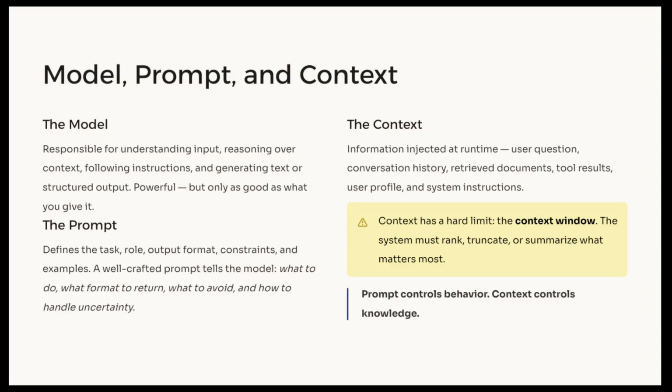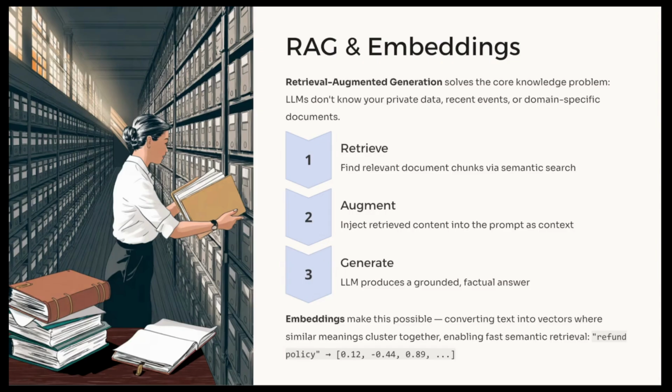Context is the information given to the model at runtime. It can include the user question, conversation history, retrieved documents, tool results, user profile, and system instructions. But there is a limit: the context window. The model cannot see unlimited information in one request, so the system must decide what context is most relevant, retrieve it, rank it, truncate it, or summarize it. The key idea is this: prompt controls behavior. Context controls knowledge.